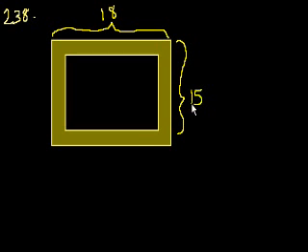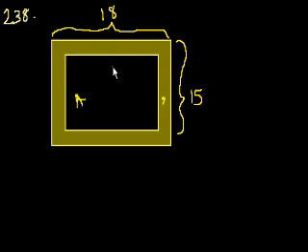And they say that this side up here is 18. And they say that this side over here is 15. The shaded region in the figure above represents a rectangular frame with length 18 inches and width 15 inches. The frame encloses a rectangular picture that has the same area as the frame itself. So this area is equal to this area. Fascinating. If the length and width of the picture have the same ratio as the length and width of the frame, what is the length of the picture in inches?